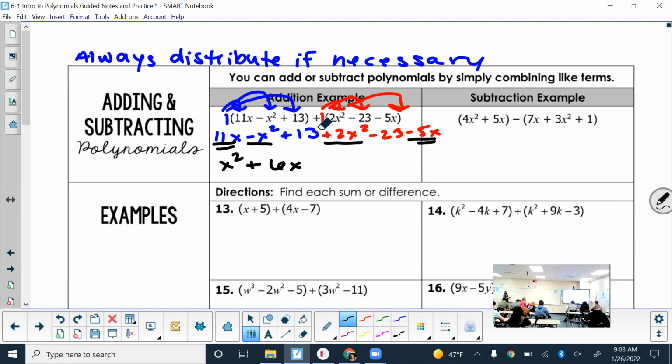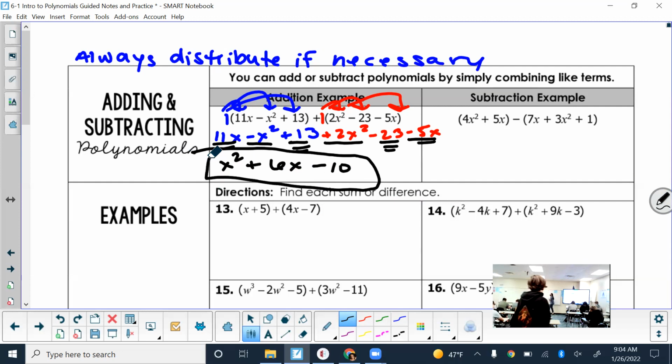And then constants always go last. So I have this constant and this constant. What's 13 minus 23? Positive or negative? So put minus 10. All right, and then is it in standard form? So then we are finished. It doesn't equal anything, so I can't solve it further. That's the farthest I can go. Make sense?